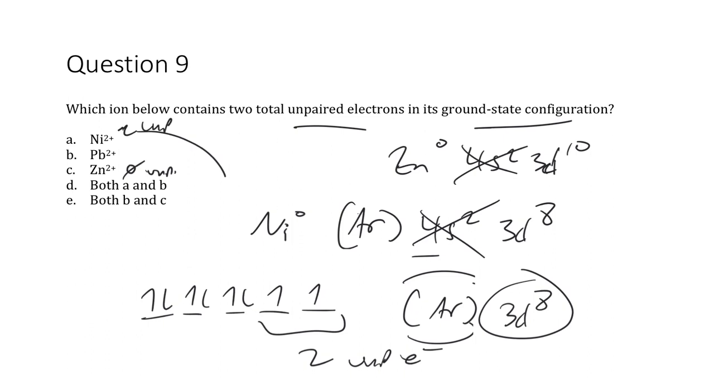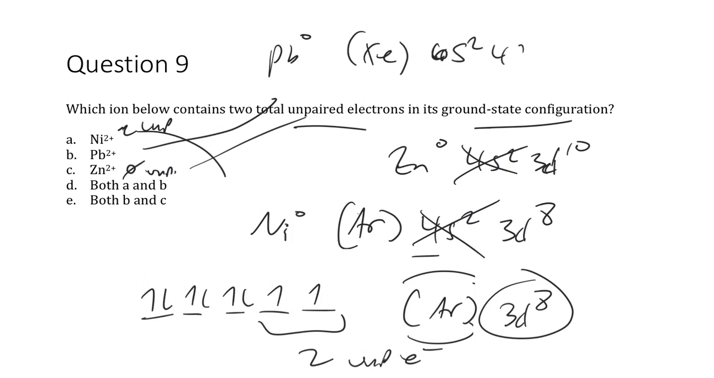And lead is in the carbon group. Like it has the xenon 6s2. So lead neutral would be xenon 6s2, 4f14, 5d10, and then 6p2. So we lose the 6p2 electrons. And then these are all spin paired. So we have 0 unpaired electrons for lead 2+ as well.